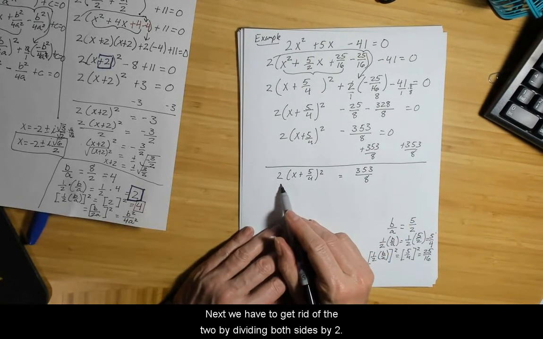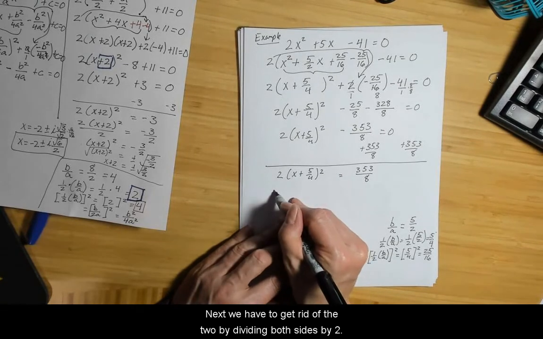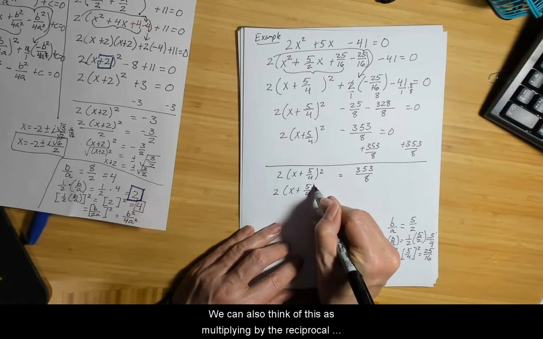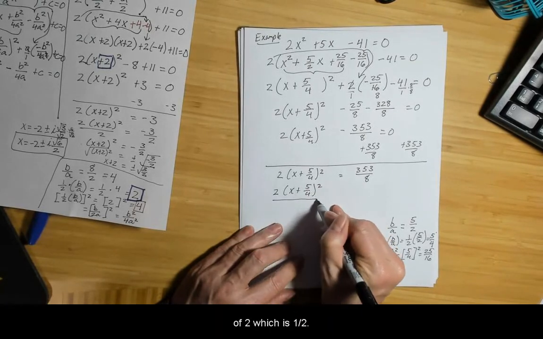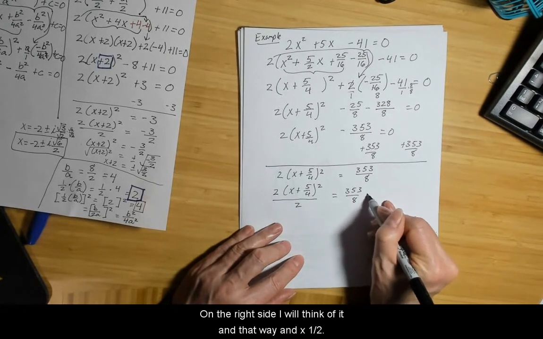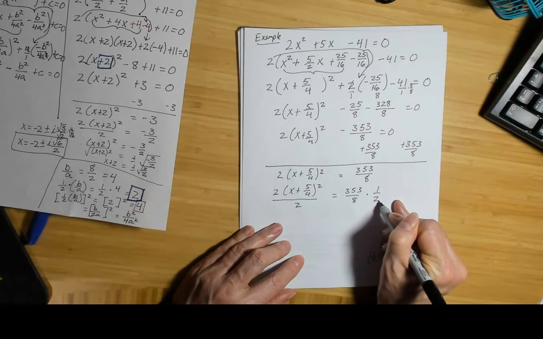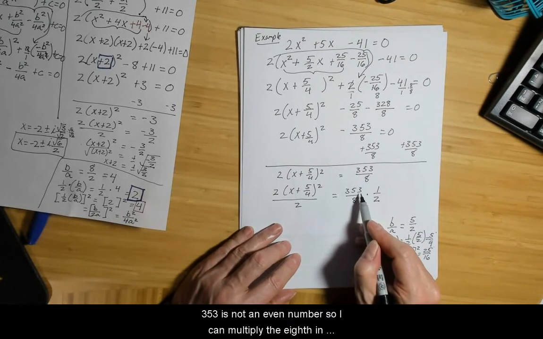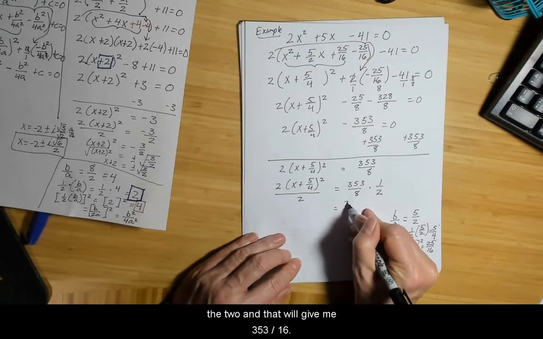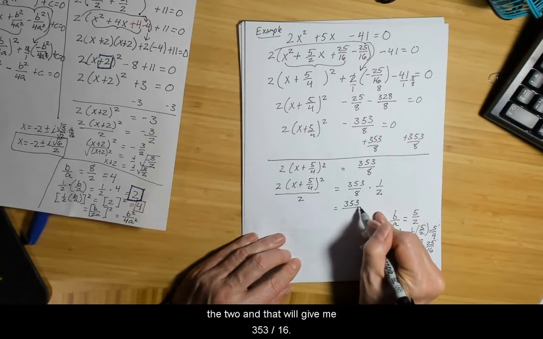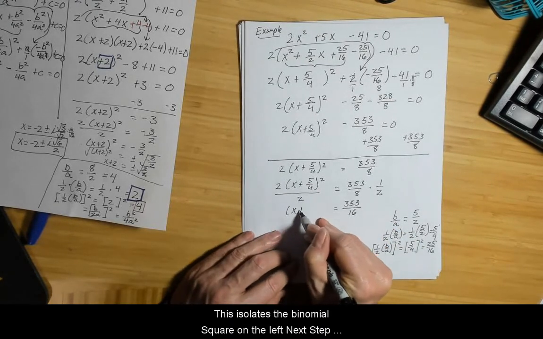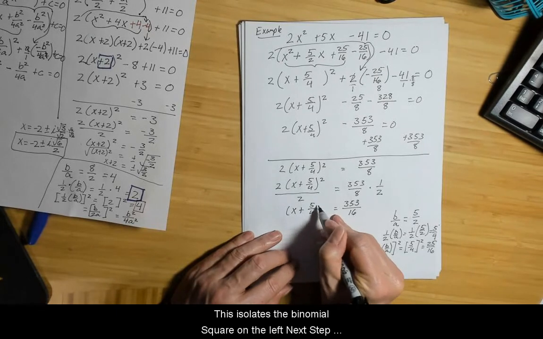Next, we have to get rid of the 2 by dividing both sides by 2. We can also think of this as multiplying by the reciprocal of 2, which is 1/2. On the right side, I will think of it in that way and multiply by 1/2. 353 is not an even number, so I can multiply the 8 and the 2, and that will give me 353 divided by 16. This isolates the binomial square on the left.